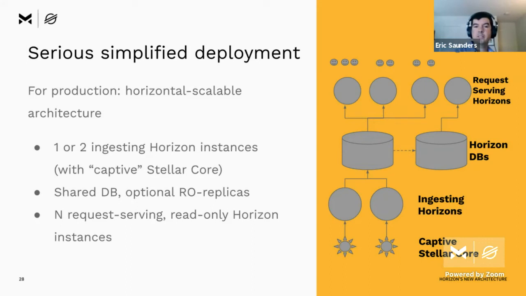And then Horizon, new Horizon nodes at the top here, they're request serving. So their job is to actually answer questions for users. So you have these user-facing Horizon nodes. The really cool thing about this architecture is that the user-facing Horizons do not need to write to the database.